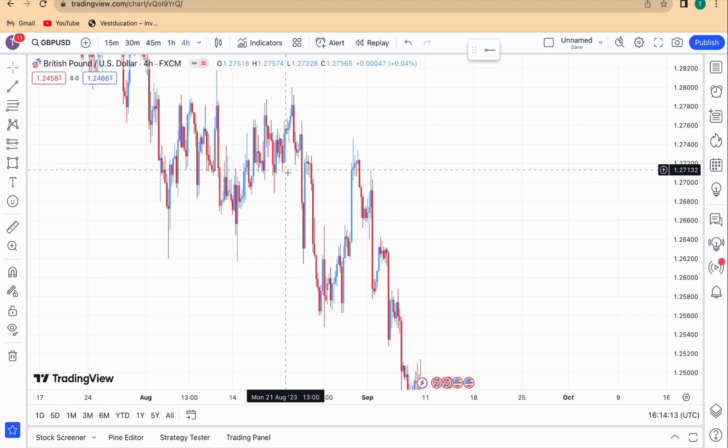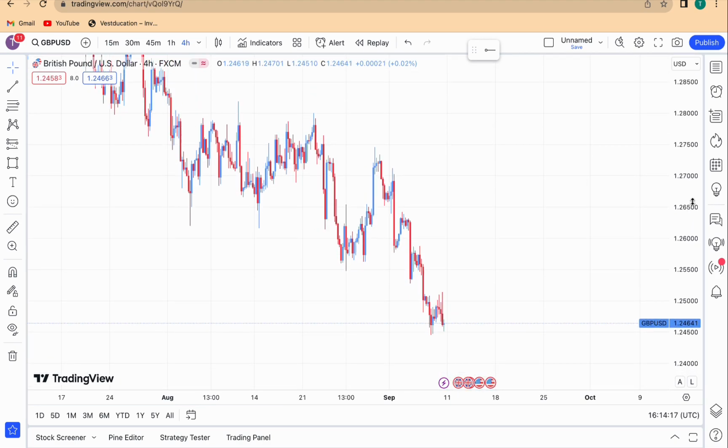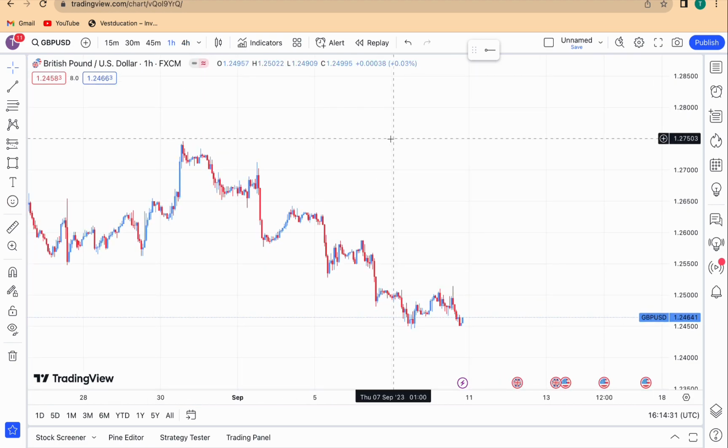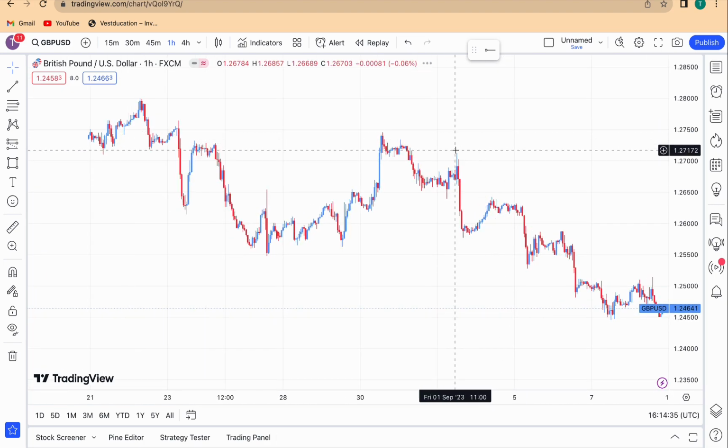So for example, this is GBP USD, and I can see the market is trending to the downside, making a series of lower lows and lower highs. Okay, and I would use my Fibonacci tool on the time frame I'm using to execute the trade setup. So I want to execute on my 1 hour time frame, and this is where I would use my Fibonacci tool.